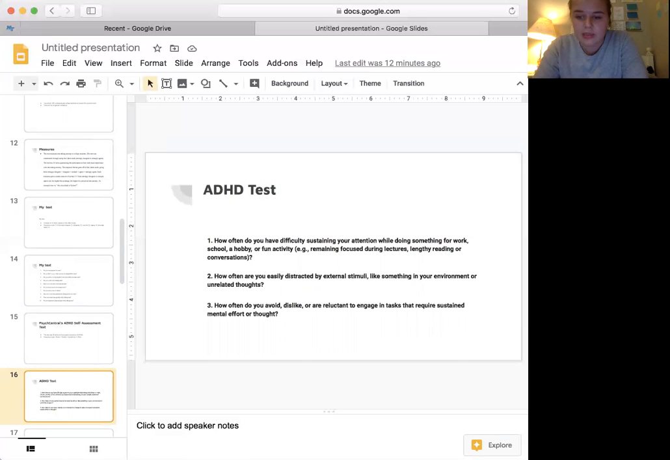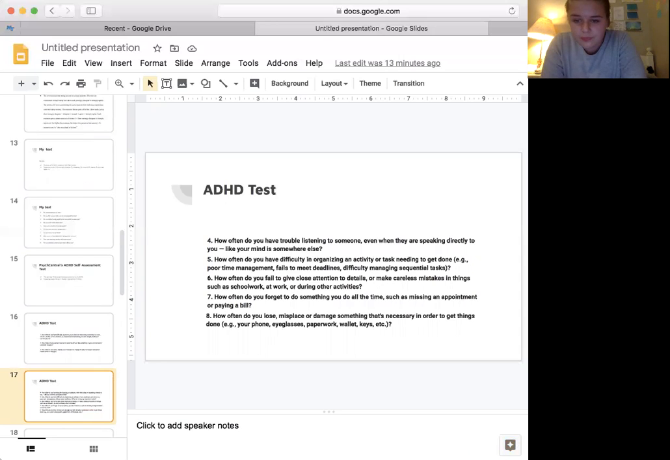How often are you easily distracted by external stimuli, like something in your environment or related thoughts? How often do you avoid, dislike, or are reluctant to engage in tasks that require sustained mental effort or thought? How often do you have trouble listening to someone, even when they are speaking directly to you, like your mind is somewhere else? How often do you forget to do something you do all the time, such as missing an appointment or paying a bill?